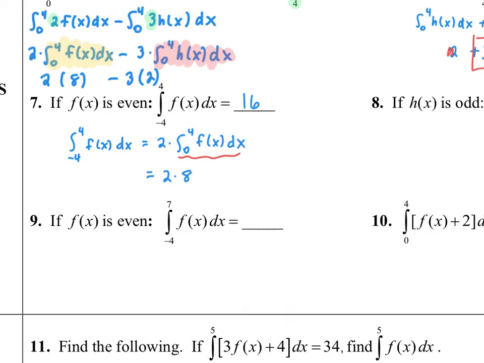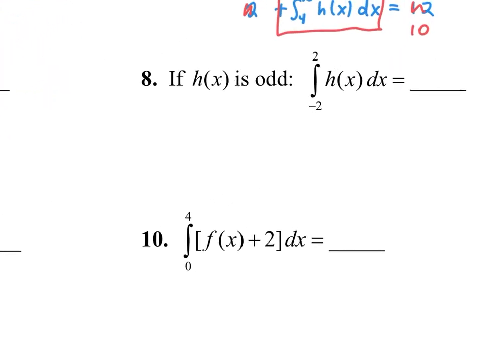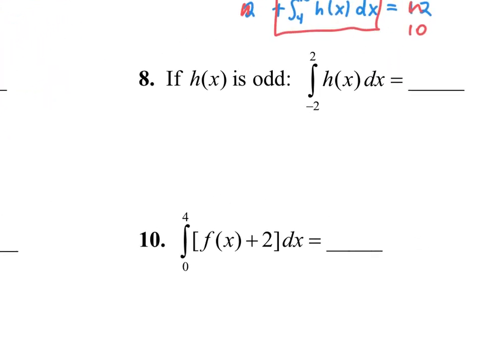Question number 8 lays out that h of x is an odd function, so I'm going to use the odd function property here. Because my limits go symmetrical from negative 2 to 2, I know that the area going from negative 2 to 0 is going to balance out the area from 0 to 2, and this is just going to zero out, and that will be my answer.